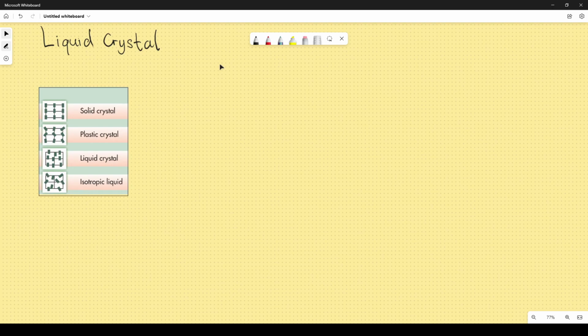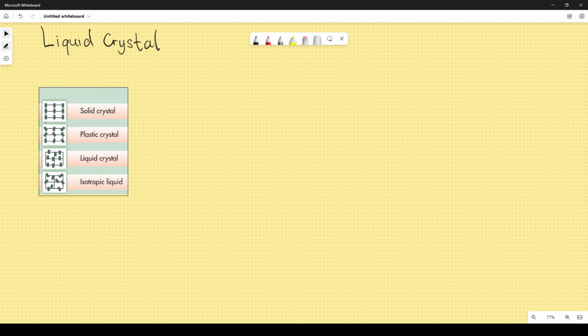Okay, so when we're talking about liquid crystal, we have to talk about the general states of matter. Well, generally we know that there are liquid, solid, and gas. So what makes them so different? If we look at the molecular level, or this is just a representation of it, let's say I have an atom over here in a solid crystal.